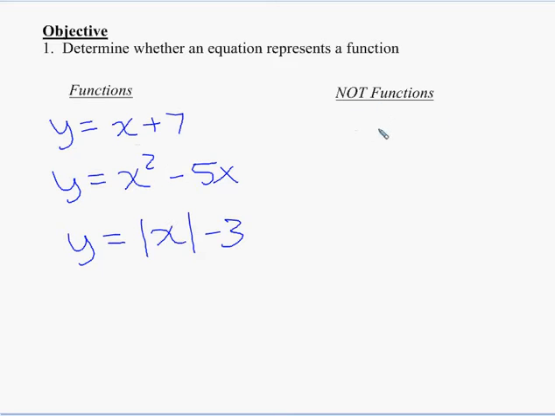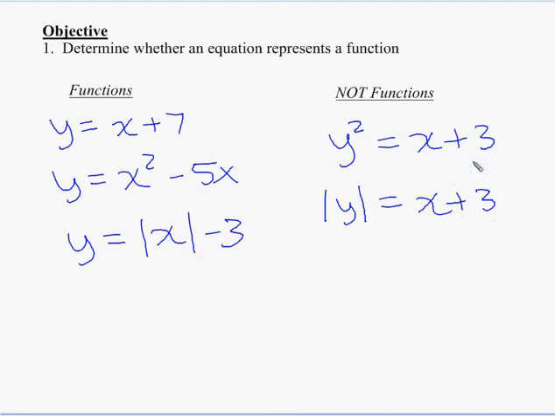Now, things that are not functions would be things like if you had y squared equals x plus 3, or if you had absolute value of y equals x plus 3. The reason for this is because if you think about it, these ones are already solved for y. So you're going to get a single y value for that x.